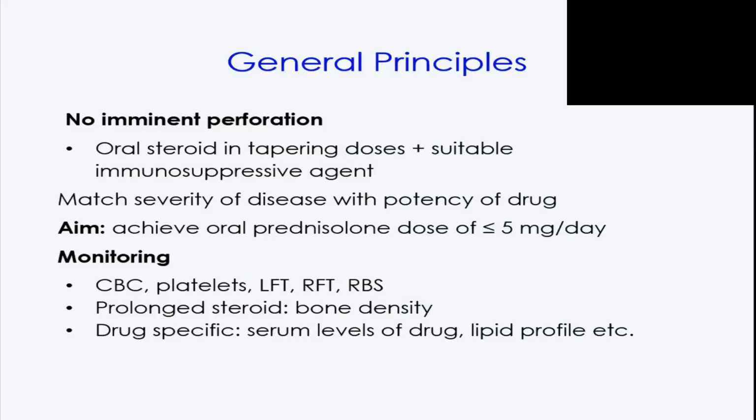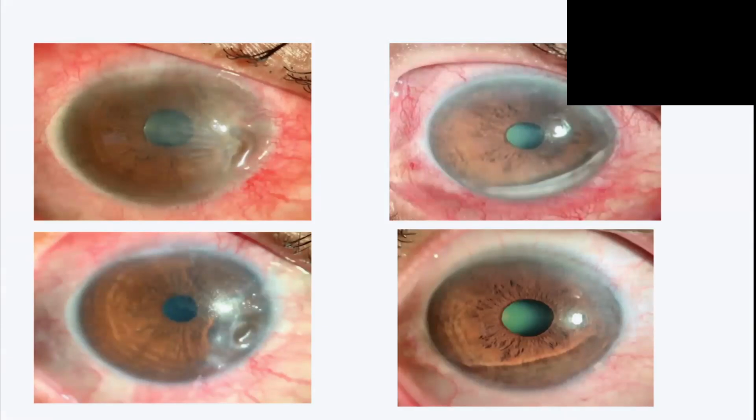If you don't have an imminent perforation, then one might want to give just oral prednisolone to begin with, and then taper it slowly and match the severity of disease with an appropriate immunosuppressive drug. So for these 2 cases, we did not use intravenous steroids, we used oral prednisolone, and in both cases methotrexate was started simultaneously.